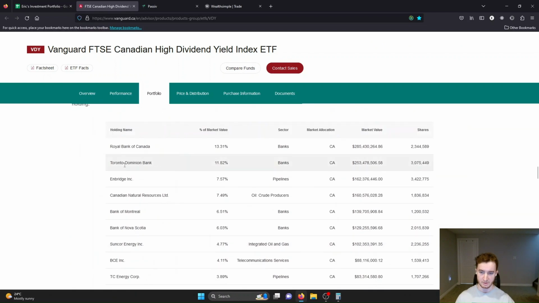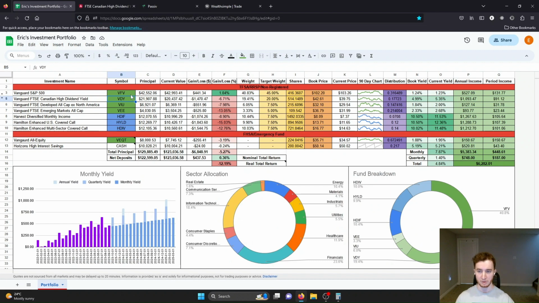So let me just see here. Yeah, Toronto Dominion Bank makes up 11.82% of VDY. So honestly, there's just a lot of redundancy. I was just investing in TD, which is already in VDY. So if you take 11.82% of the 21,000 that I've invested in VDY, almost 22,000 now, it's basically what I had invested in TD. So I just sold it off and I'm just continuing to invest in VDY.